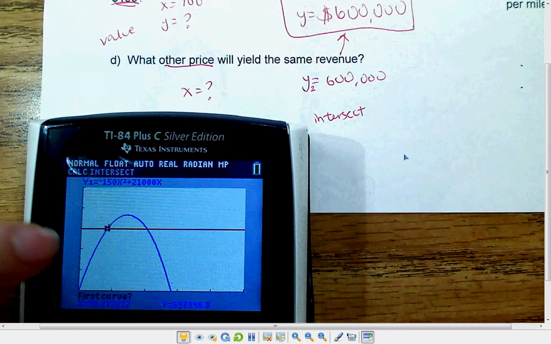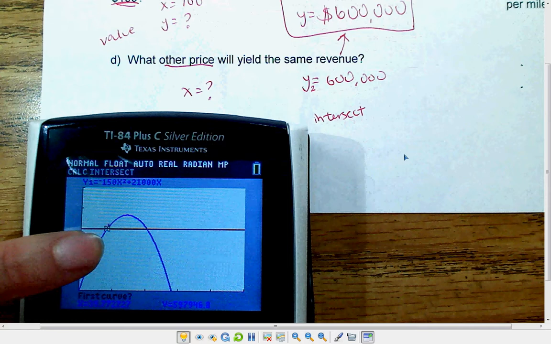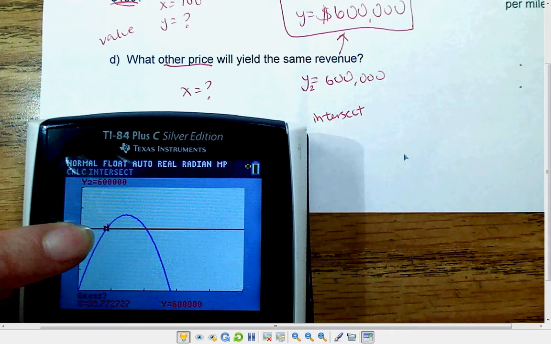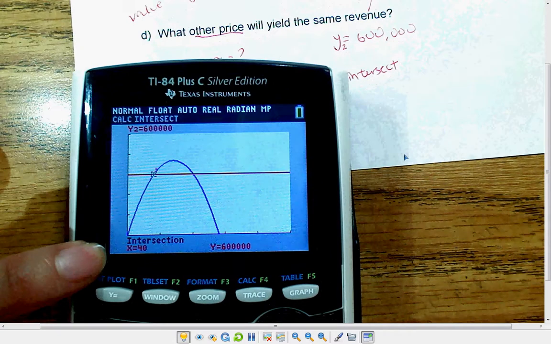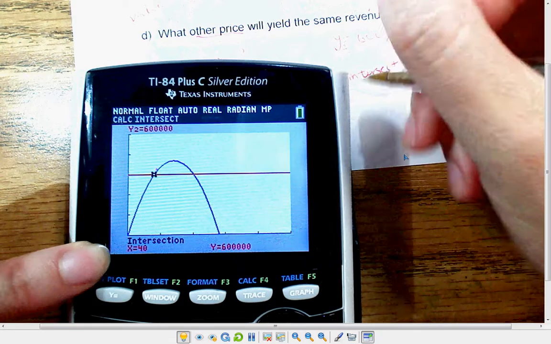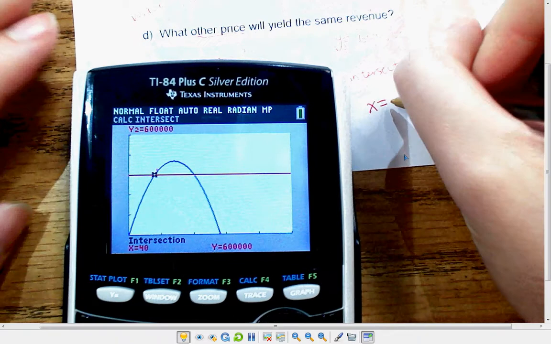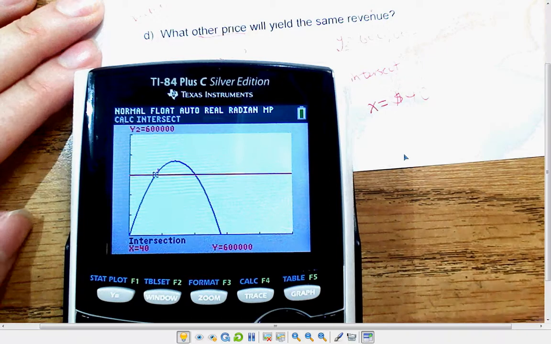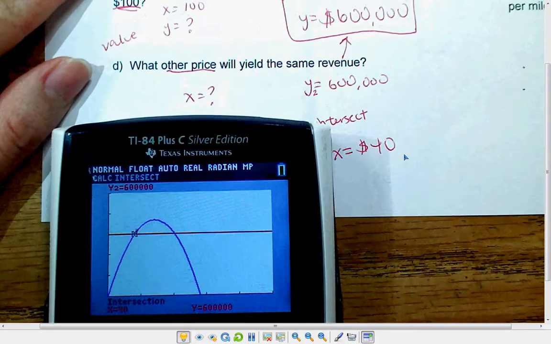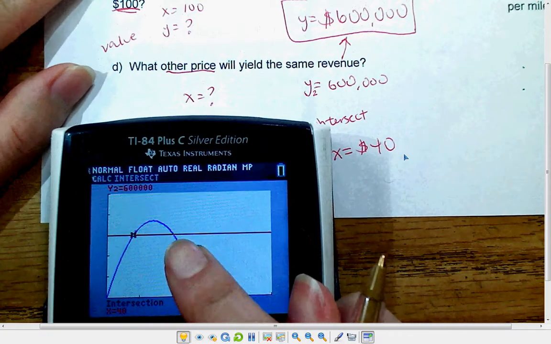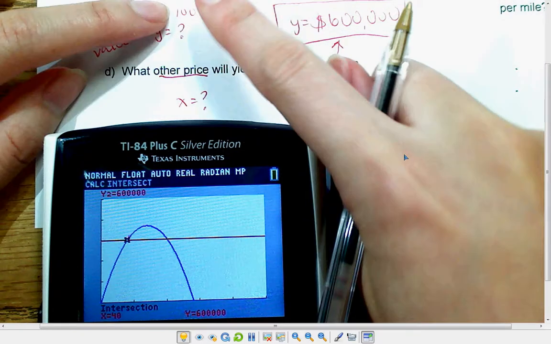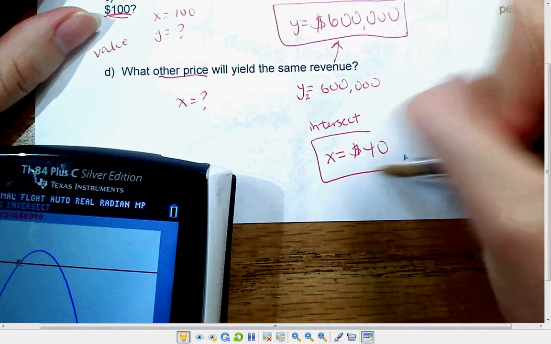So let's go as close as possible to this intersection point, press enter until it says intersection. And over here it gives us intersection, x is equal to 40, y is equal to 600,000. So 40 is our x value. If we did it again for this intersection point, we would get 100. We know that's another one of our x's. So this is the one we're looking for.